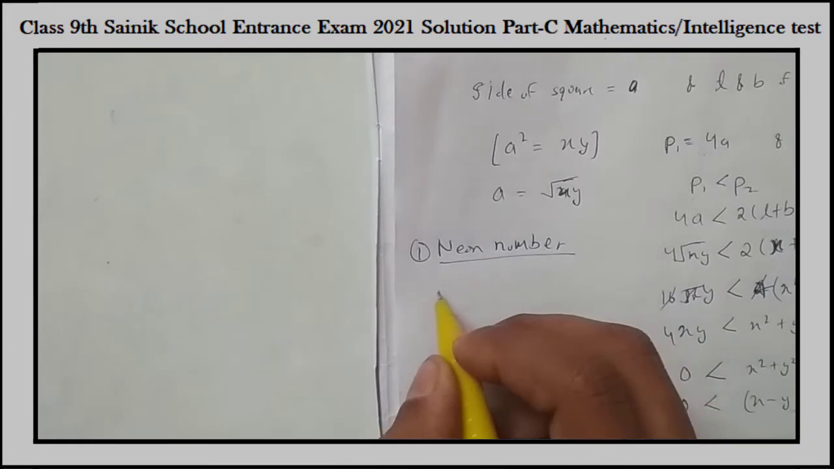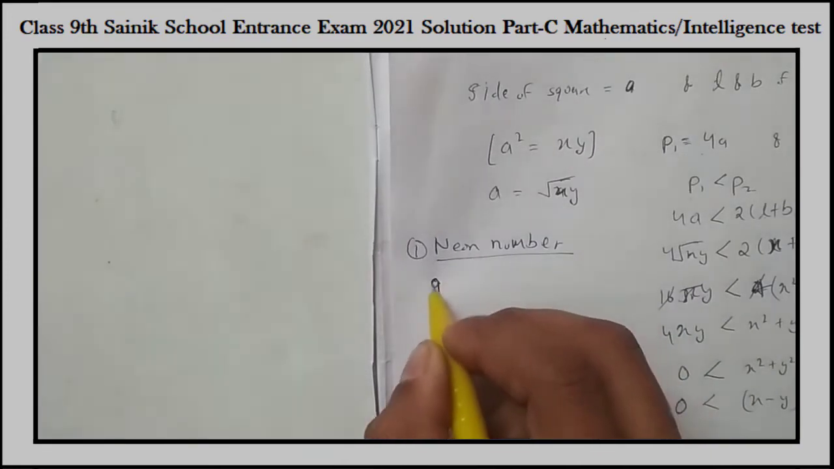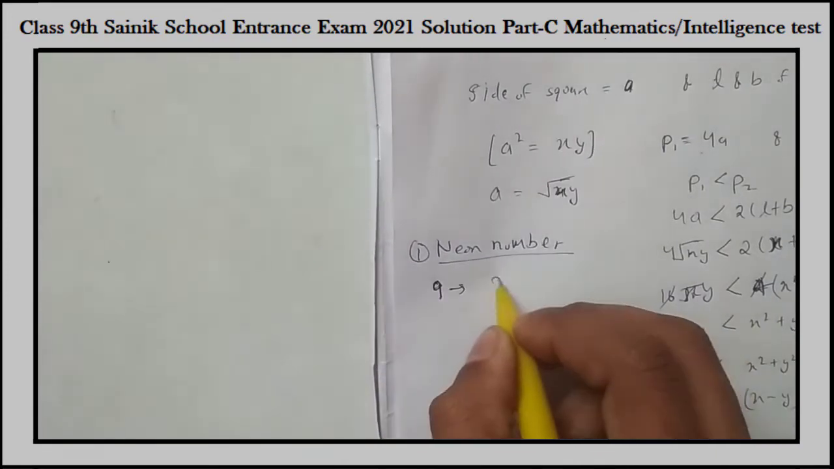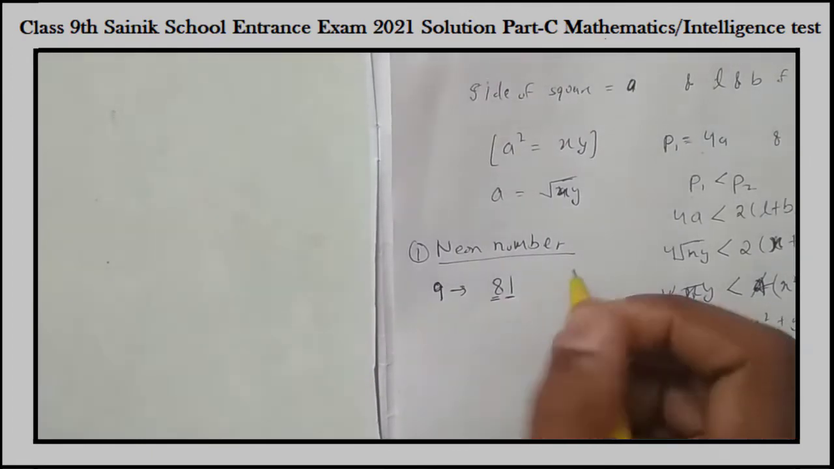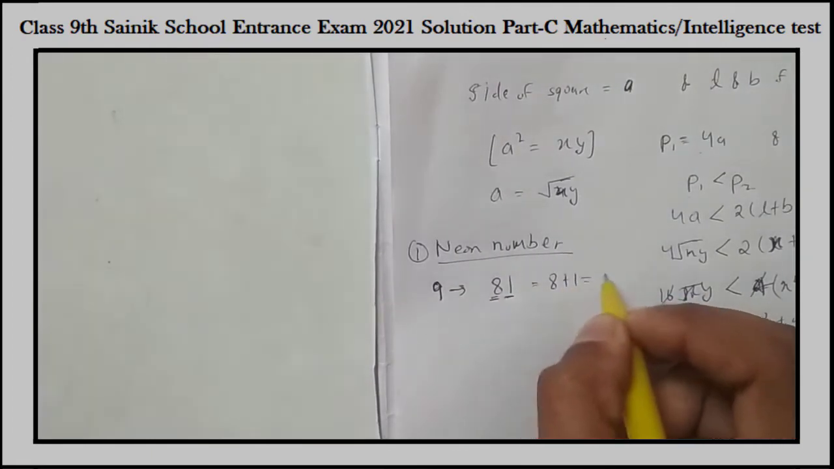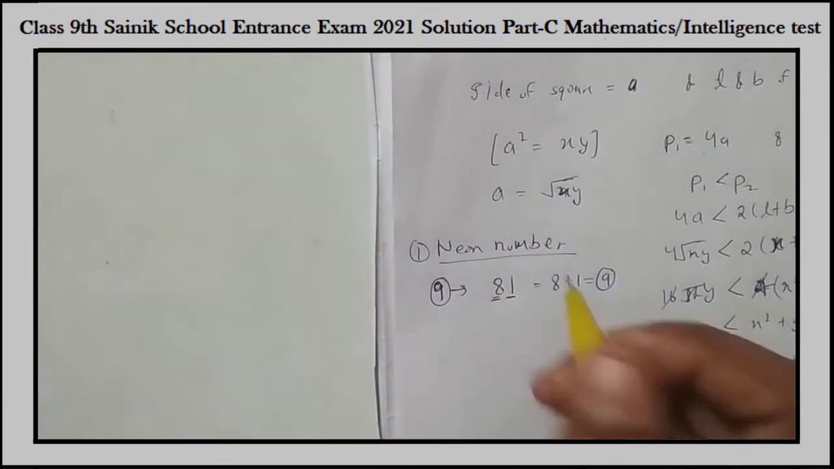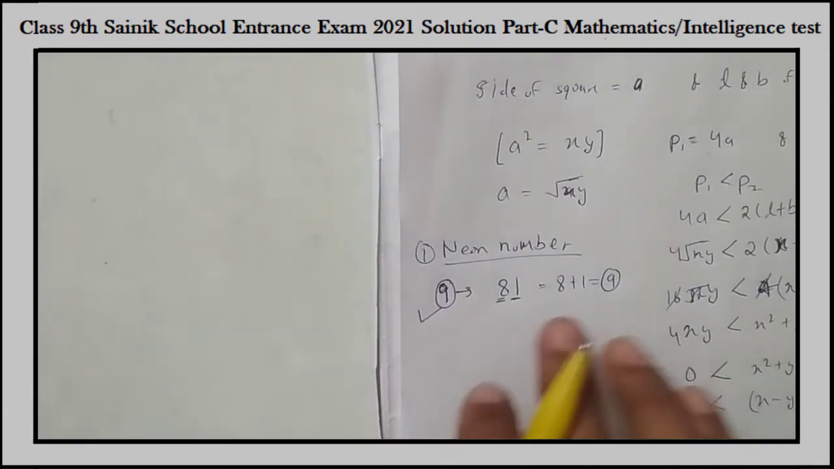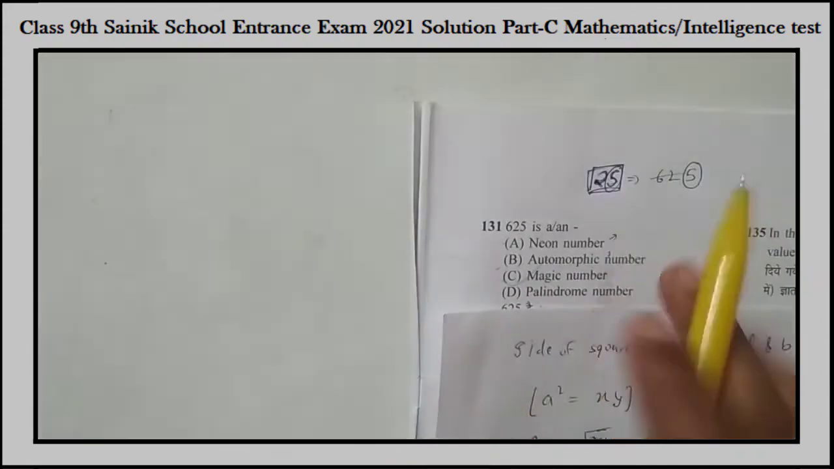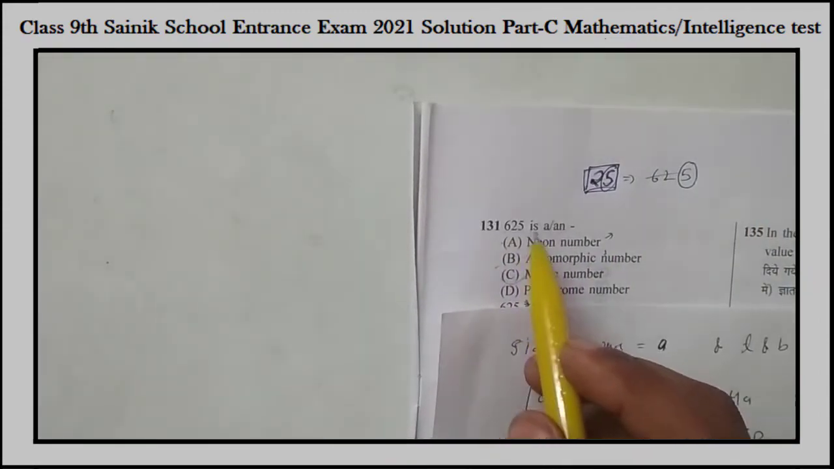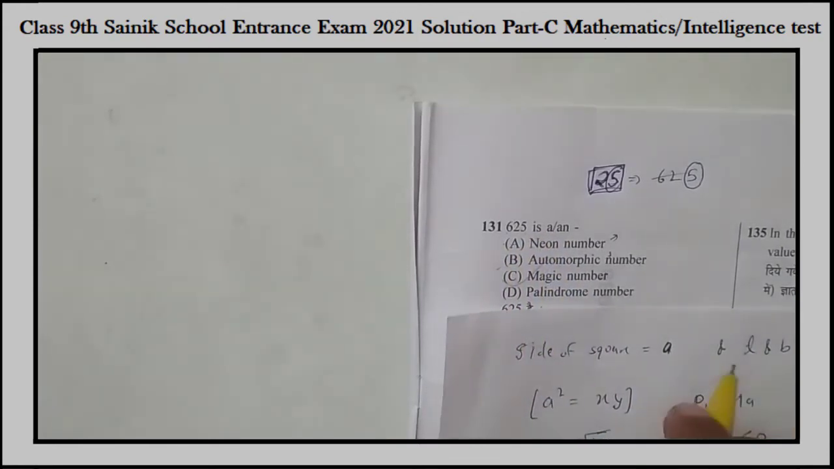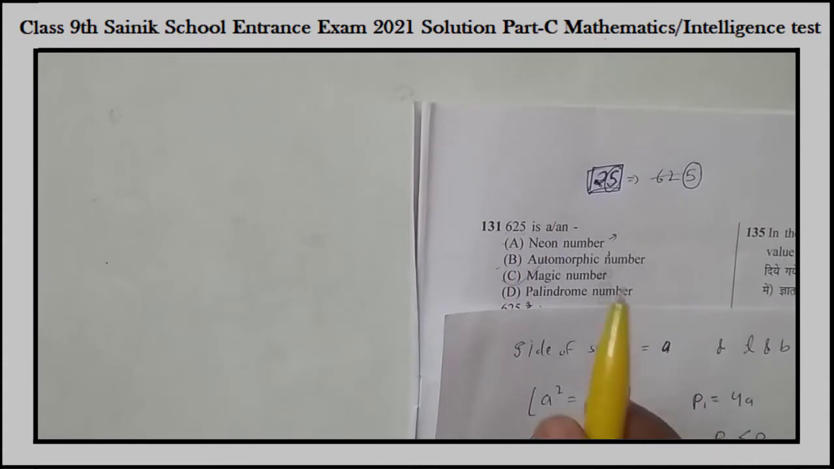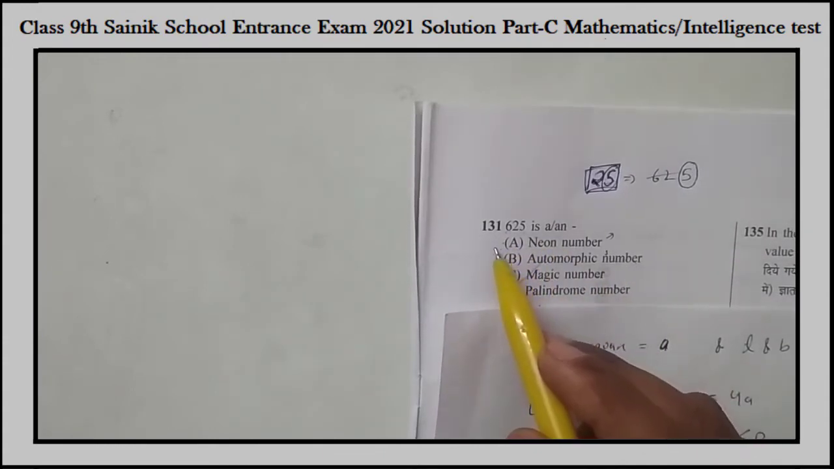Let us take an example of 9. If we square this number, we get 81, and if we add its digits, 8 plus 1 is equal to 9, which is our original number. So we can say that 9 is a Neon number. But if we square 625 and add all the digits of the answer, we don't get 625. So 625 is not a Neon number.